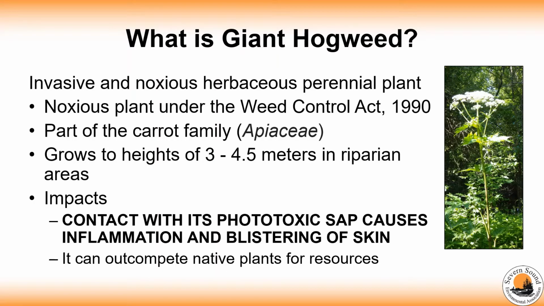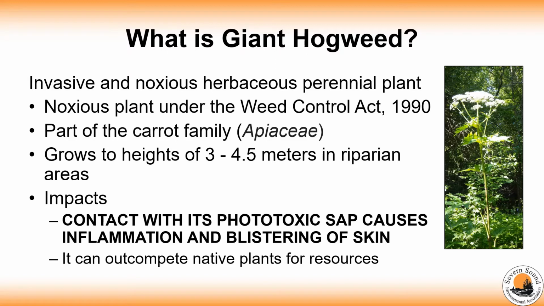Giant hogweed is an invasive herbaceous perennial flowering plant and is also listed as a noxious plant under the Government of Ontario's Weed Control Act of 1990. It is part of the carrot family, which is a group of flowering plants that includes species such as wild carrot and wild parsnip. This plant is native to Southeast Asia and was introduced to Ontario presumably as an ornamental plant in the early 1900s because of its overall size and large flowering head.